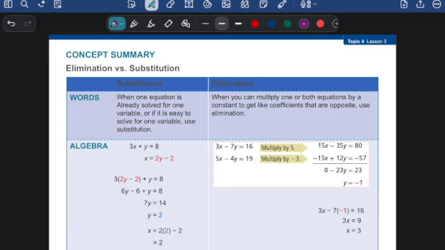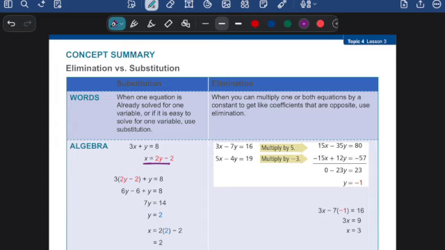We made it to the concept summary. Choosing whether to use substitution or elimination, just make sure you check how your system is set up. If you have an equation that tells you what one of the variables equals, you can use substitution very easily. If both equations are in standard form, then you need to multiply.